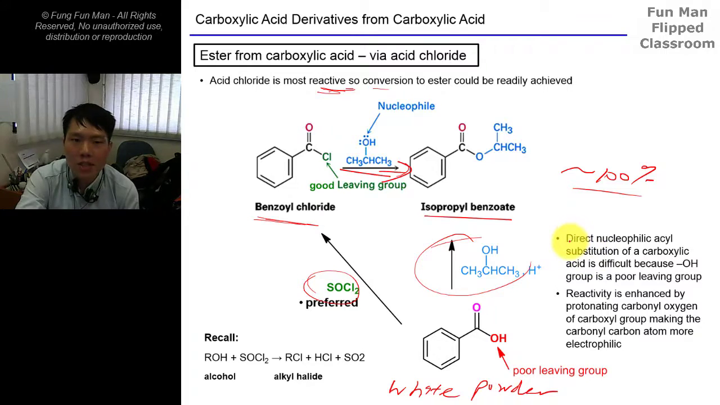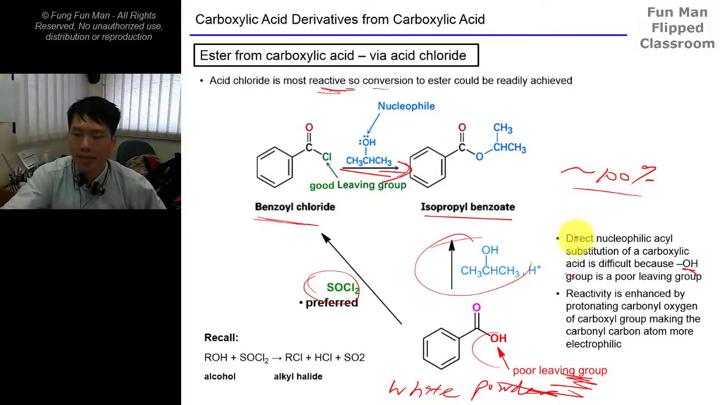So to summarize this page, direct nucleophilic acyl substitution of a carboxylic acid is difficult because the OH group of the acid here is a poor leaving group, so it doesn't like to go away. But the reactivity is enhanced by protonating the carbonyl oxygen to make it more electrophilic, then this one can attack.